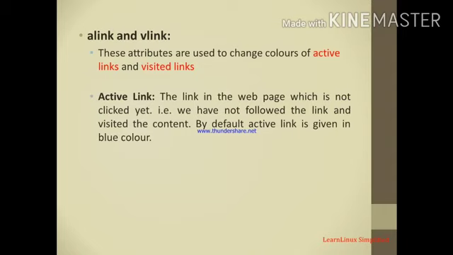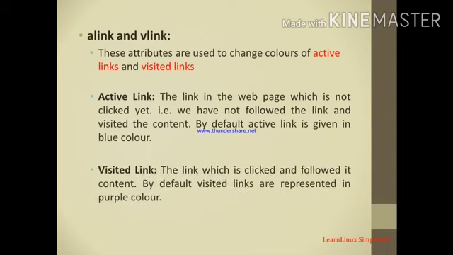Okay, now next is visited link. The link which is clicked and followed its content, right? Visited link means the link which we have clicked and moved to that particular content. By default, visited links are represented in purple color. Okay, general syntax, that is body space A-link is equal to color, V-link is equal to color. Now in the color part, again we can use color name or its hex code. Okay, so these are the attributes of body tag.